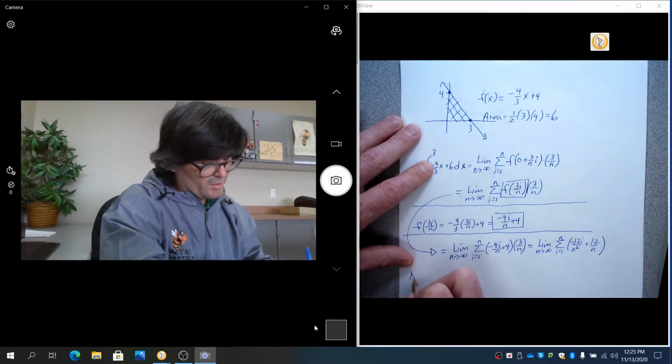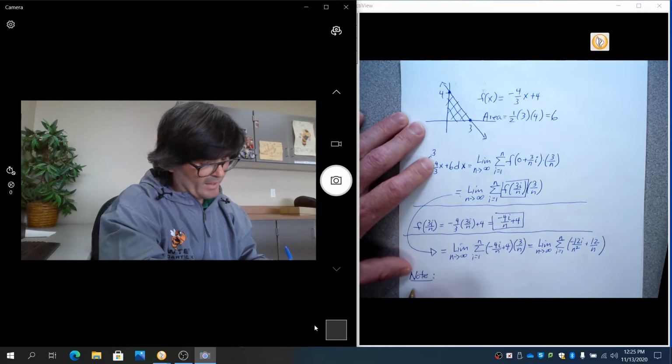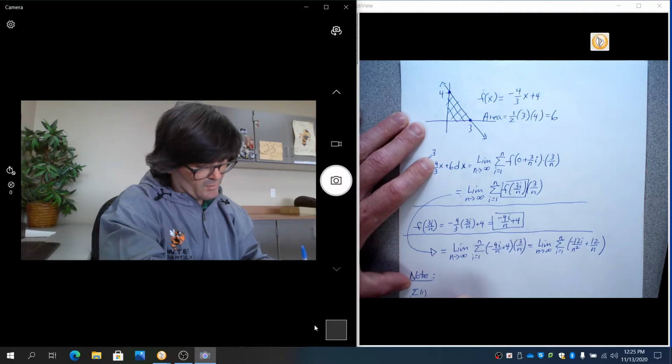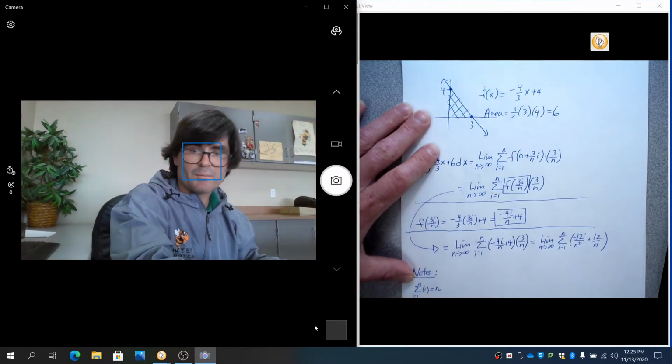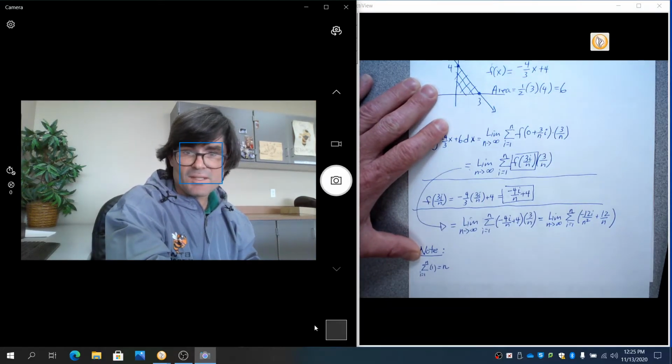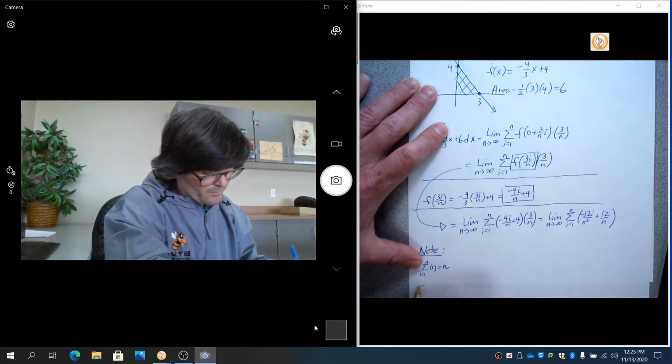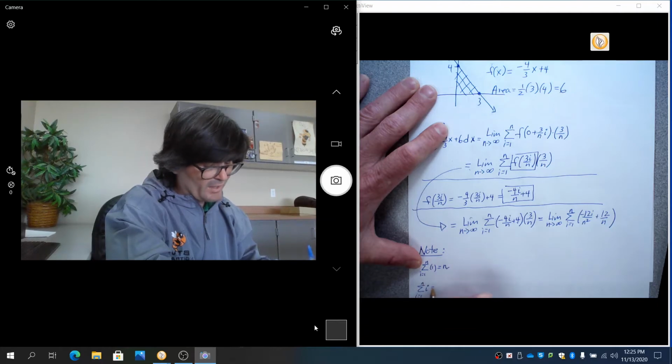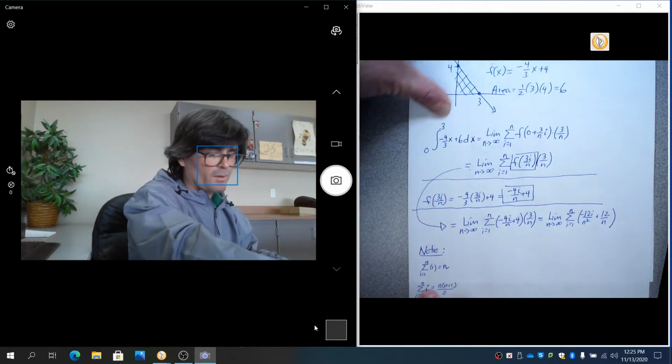First, I want to make a note here. By the way, there are some facts to tell you. If you have a sigma as i goes from 1 to n, and you're just adding up ones, 1 plus 1 plus 1 plus 1 plus 1, 5 times, then it equals 5. It equals n. So that's one fact. If you add up the numbers 1 plus 2 plus 3 plus 4 plus 5 up to n, that is n times n plus 1 over 2.